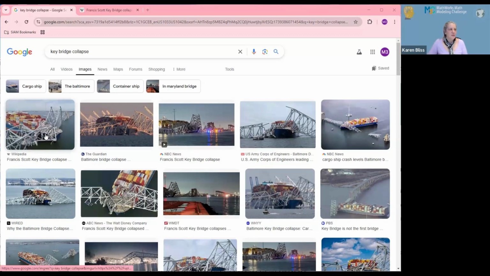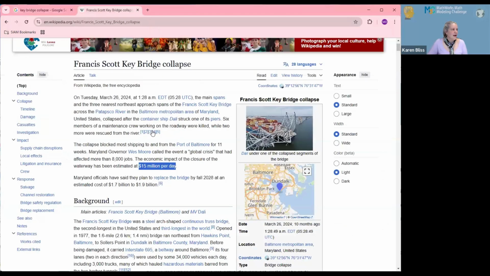So this is pretty recent in my mind: there was this container ship that ran into this bridge, and suddenly this major thoroughfare was just gone, right? Immediately. When I pulled up the Wikipedia page for this, I immediately was drawn to this number, right? So I'm just reading through the Wikipedia page, and it says the economic impact of the closure of the waterway has been estimated at $15 million per day.